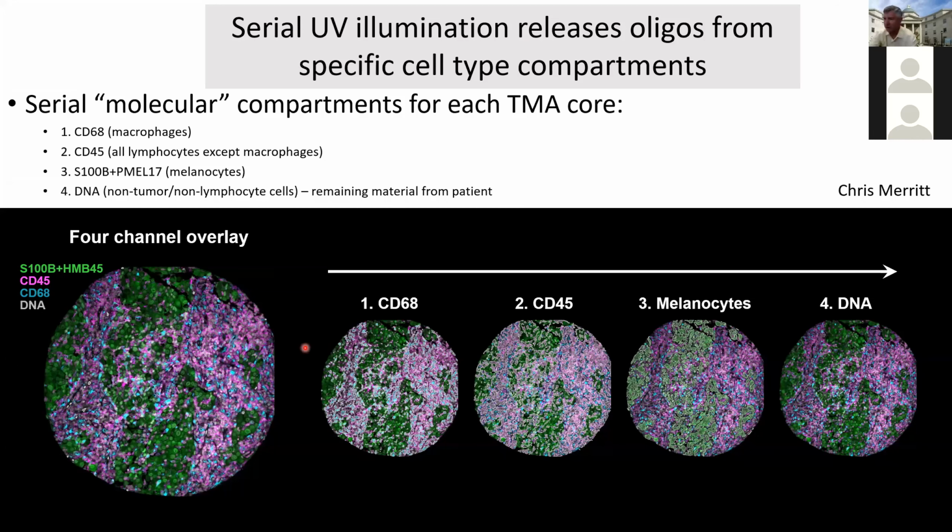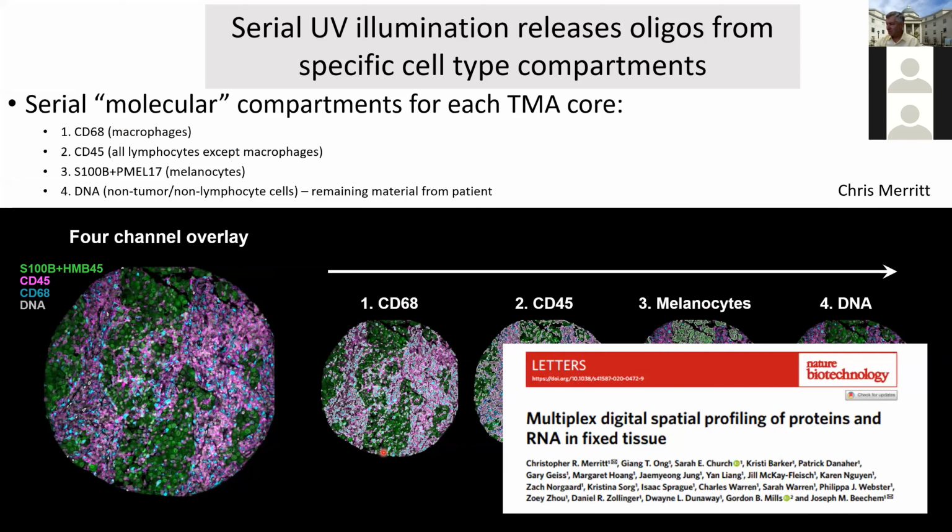In this case, our regions of interest were CD68, CD45, S100, defining melanocytes, and then pretty much everything else. When you do it this way, you have these serial molecular compartments, and then you have an average across, in this case, a TMA spot, but you've maintained the spatial information without actually making an image. This is now detailed in this paper from Chris Merritt and the group at NanoString, if you want to go really into the details of this.